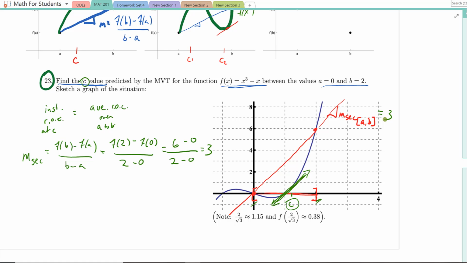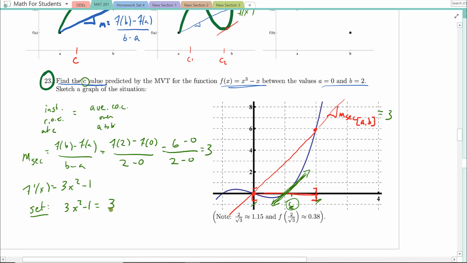So what do we want to do next? Well, we want to go ahead and find the C value, the place on the function where the slope of the tangent line is also equal to 3. So let's take the derivative of this function. The derivative of this function is 3x squared minus 1. And now I'm going to set the instantaneous rate of change equal to the average rate of change. So again, this is the instantaneous rate of change. And what did I just do? I just set it equal to the average rate of change.